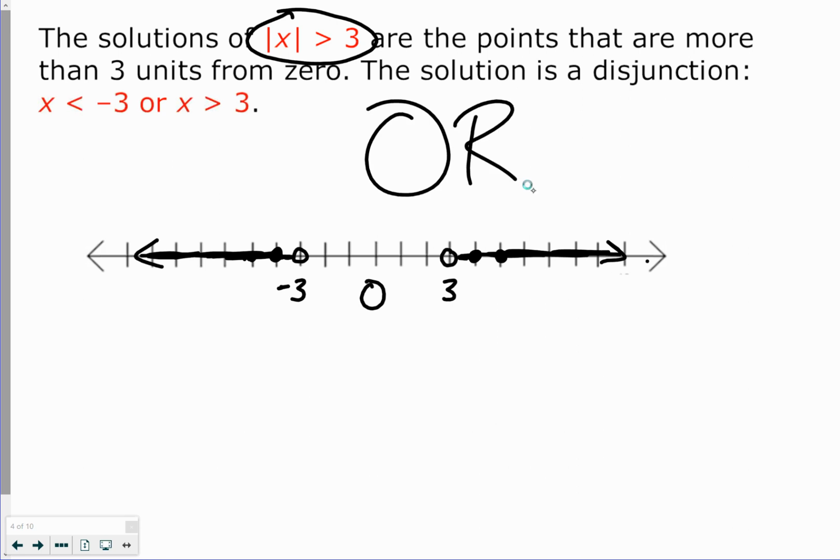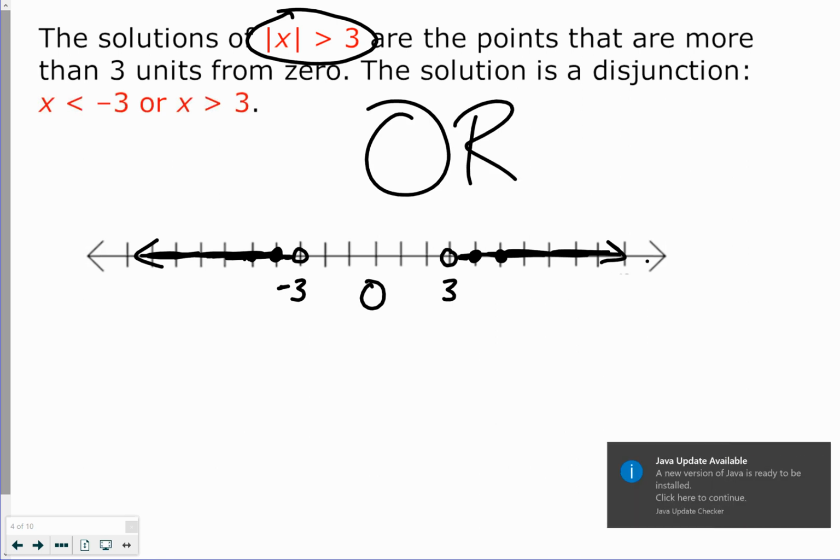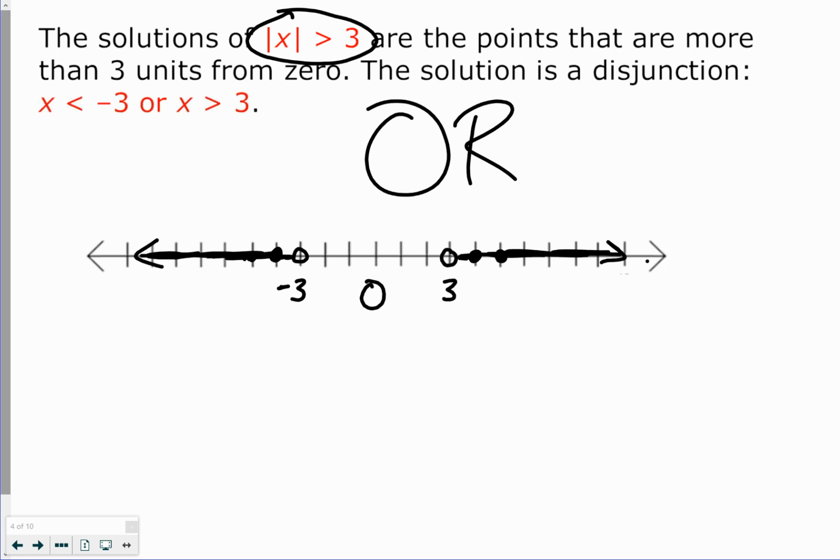Yes, Aviana. It doesn't have the equal sign. Why do we put the open circle? Because if I don't put the open circle, do you see how we stopped at 4? But 3.5 would work. 3.1 would work, but 3 doesn't, so we put an open circle. That's a great question.